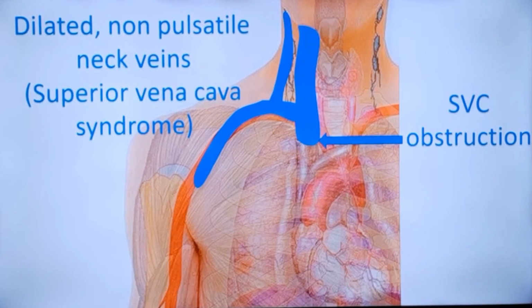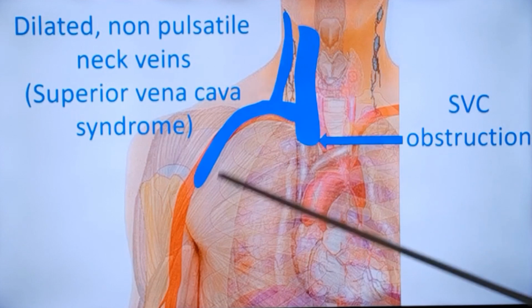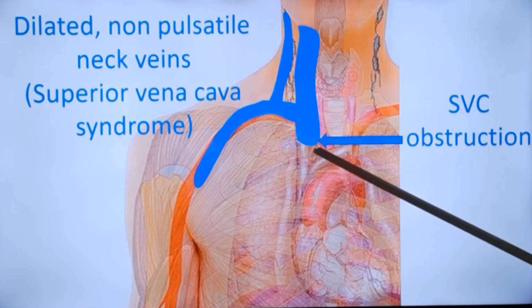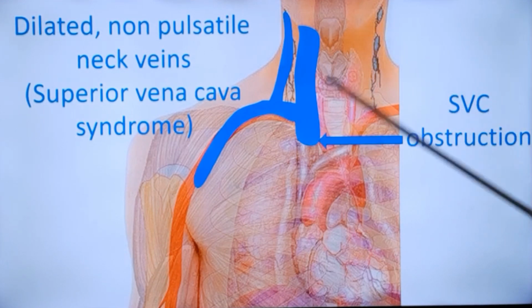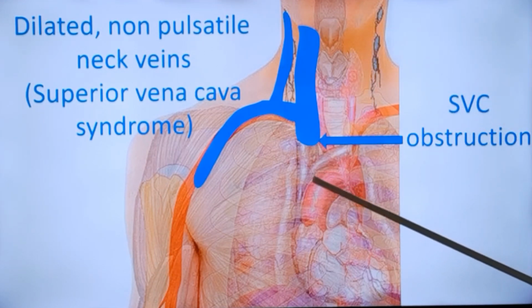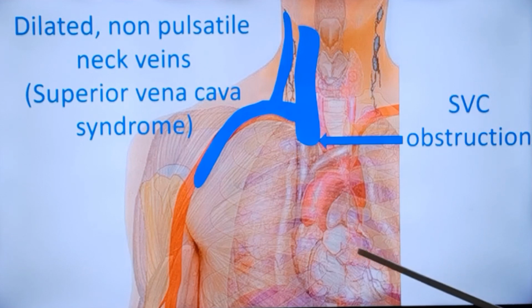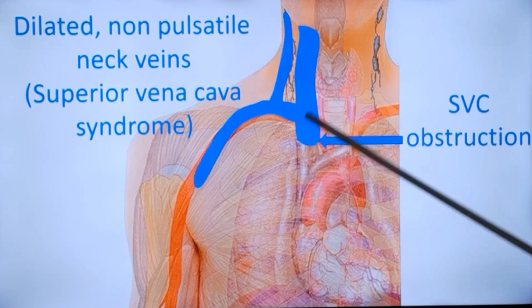Sometimes the jugulars may be engorged but non-pulsatile. So it is important to check pulsatility along with the engorgement. So this is a schematic representation of superior vena caval obstruction, which causes enlarged non-pulsatile jugulars. Obstruction could be due to tumor or even a thrombus.